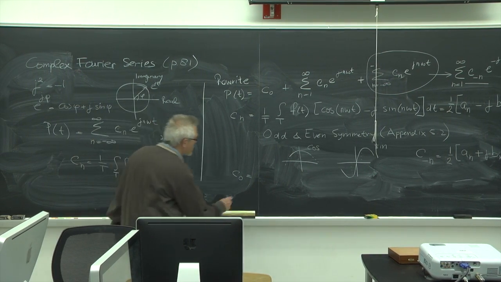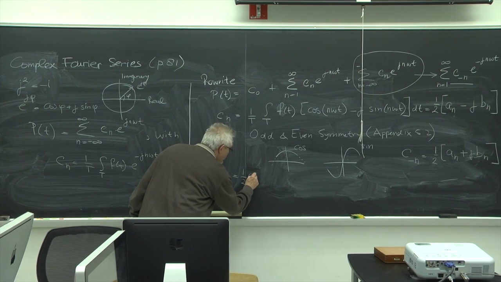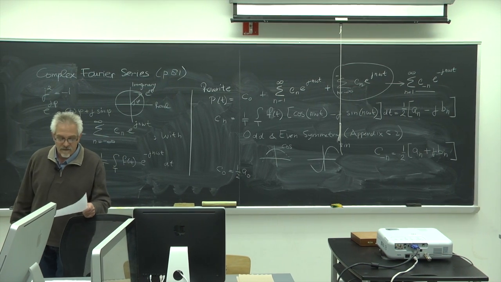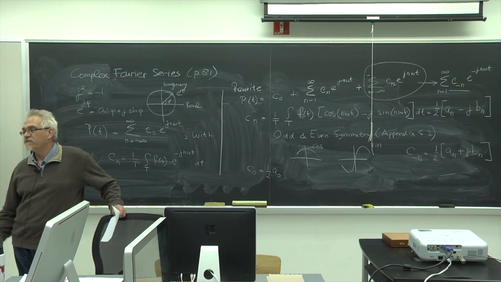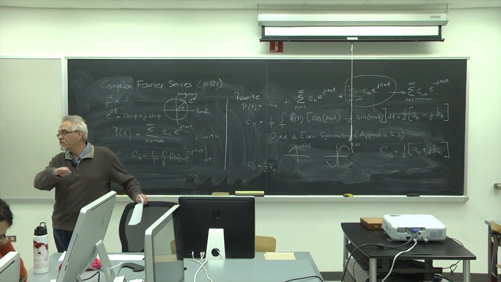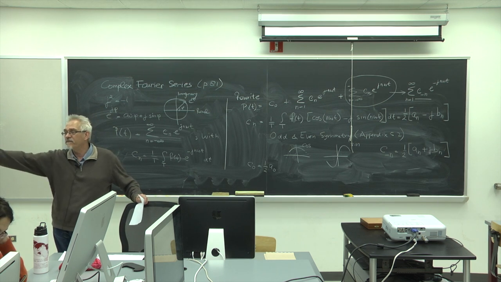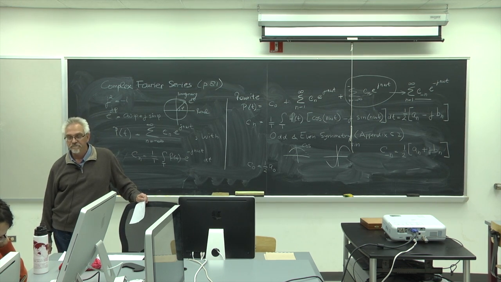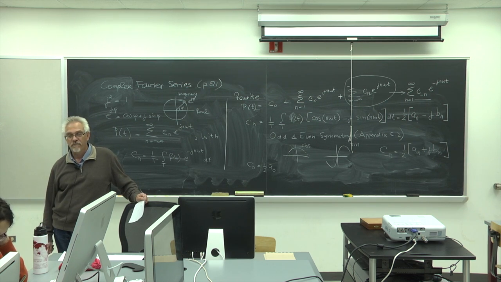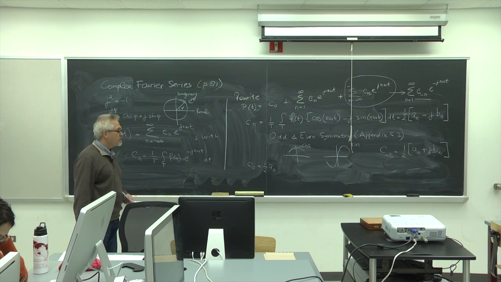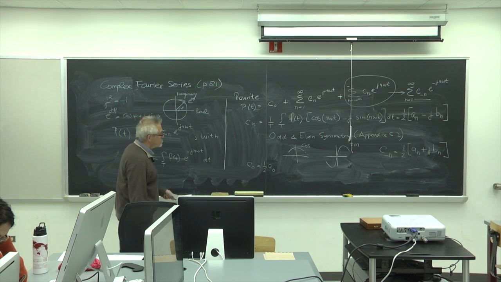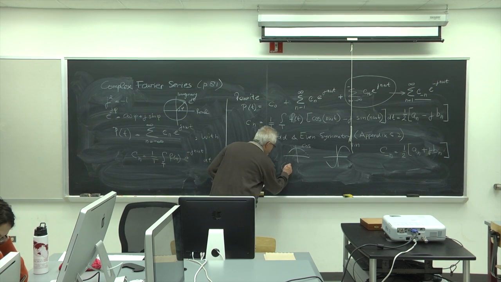The DC term is 1/2 A naught. Why is B naught 0? Because the DC term is a real term, and it also has even symmetry. I mean, it's constant over time. So it doesn't have any odd component. And for that reason, just by looking at it, by knowing about odd and even symmetry, you can say, well, B naught is 0.